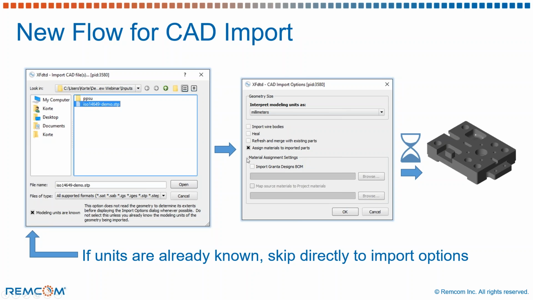You'll also see that there's another new box in the import dialog here called Material Assignment Settings. There are a number of options in there, the most prominent of which is to be able to import a bill of materials from Granta Design's materials database gateway. We'll be glad to answer more questions about that, but that's not really the purpose of this webinar. So just to let you know that we can import bill of materials, which includes material assignments as well as material definitions, and we merge those into the project just like we do with CAD data now.